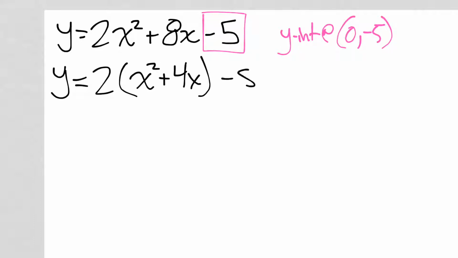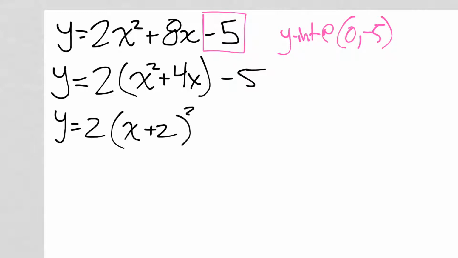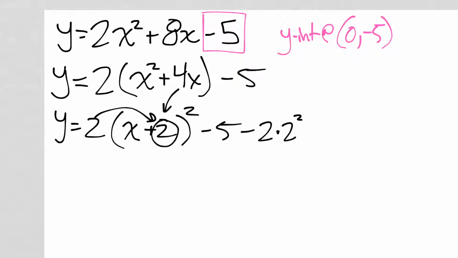Close it. Leave that -5 where it is. y equals 2 times... if you look at x squared plus 4x, you know that's going to be (x plus 2) squared, right? That is half of that number right there. So (x plus 2) squared, I have -5, and now I need to adjust. I need to subtract my 2 squared from that, but it's being multiplied by 2, so I need to subtract 2 times 2 squared. So y equals 2 times (x plus 2), quantity squared.